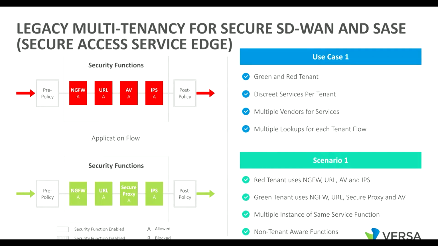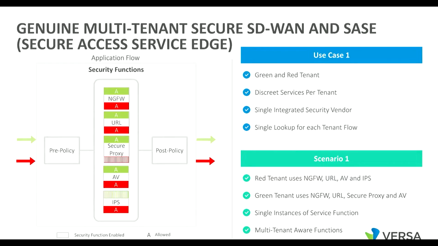Obviously, in this model, I could mix and match. If one of my security functions was actually multi-tenant, I could use the same instance, but that would require not only that my function was multi-tenant, but that my actual secure access service edge was multi-tenant. If we look at what you can do in a true, genuine multi-tenant secure access, what you get is that the secure access service edge itself is multi-tenant.